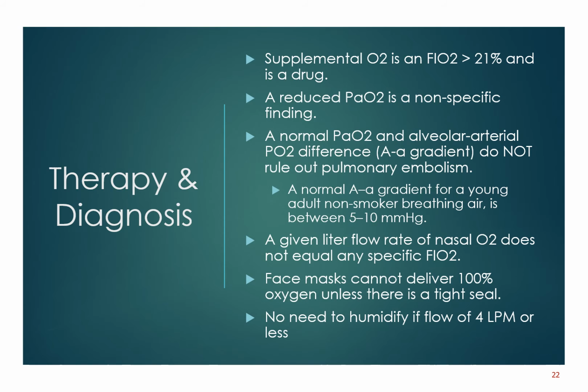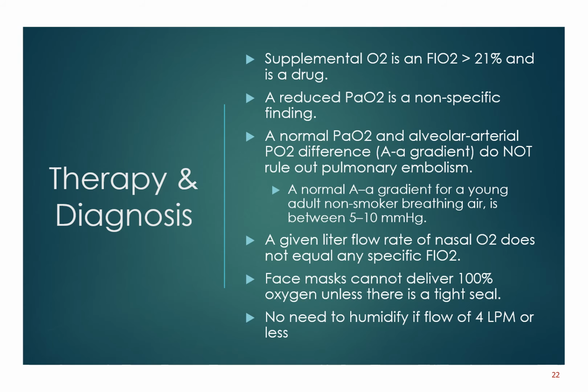And just for a little information, a normal A to A gradient for a young adult non-smoker is around 5 to 10 millimeters of mercury. Also, if you give a given flow of oxygen via a nasal cannula, you really can't say you're giving a specific FiO2. You could guesstimate, like if you give someone 3 liters of oxygen, that might be a certain amount of FiO2. But you really can't determine exactly the FiO2 being delivered because so much air is being entrained into the nares.